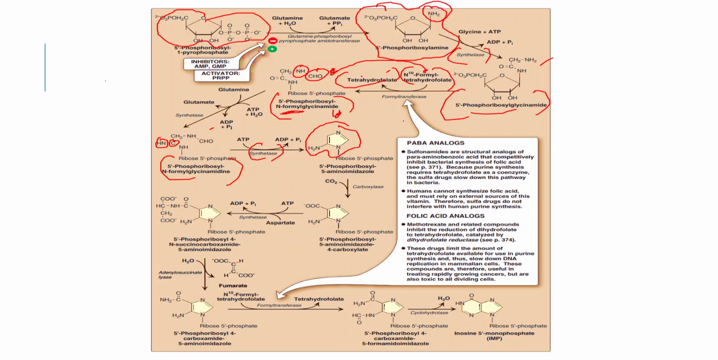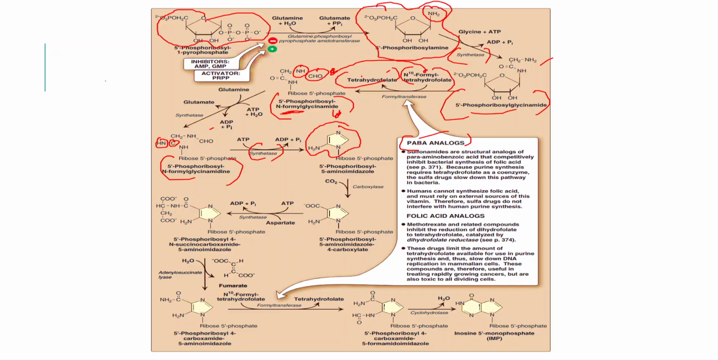Okay, and yeah, I forgot to tell you about the PABA analogs. See, these are the para-aminobenzoic acid analogs. Okay, so these analogs resemble the same structure as the formyl transferases, the formyl-transferring tetrahydrofolates. Okay, and these analogs are given for a lot of bacterial infections to slow down the purine synthetic pathways in the bacteria.